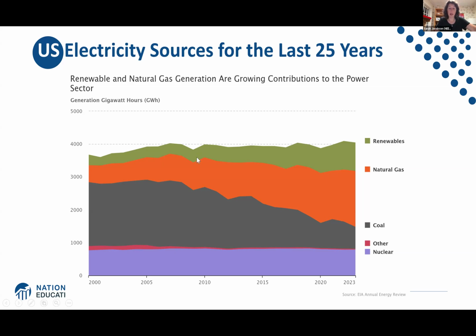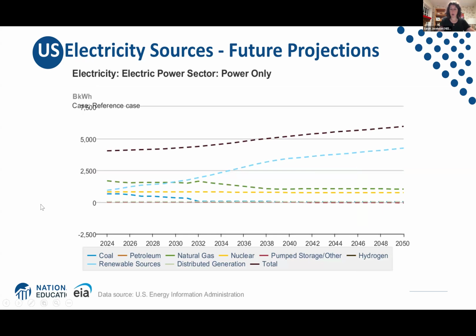So renewables, I started teaching environmental economics in 2010, and I remember renewables were maybe 8% of our energy at that time, and they have more than doubled since then. And they've just been growing faster than anybody thought. And of course, nuclear is sort of trundling along in a very constant way. So that's the last 25 years. Now the projections, go ahead.